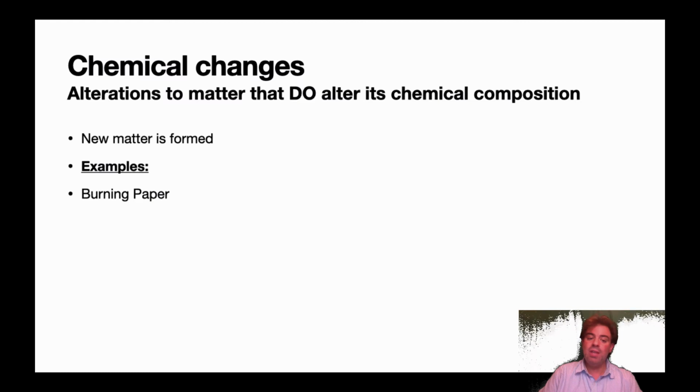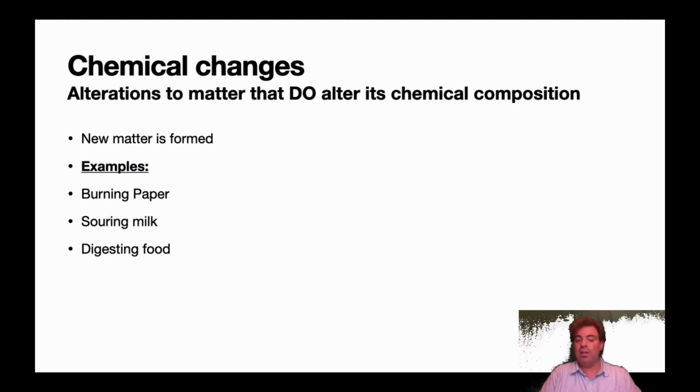What are some of these examples? When you burn a piece of paper. As opposed to before, when you simply ripped it and you did not change the chemical composition, when you burn it and you create ash, it is now something completely different. You can no longer use it to write or store information on it. Souring milk. You can never get back the original milk that you had. It is completely soured. Digesting food, the same thing. After you've digested food, you've completely changed it and you cannot get the original food back.